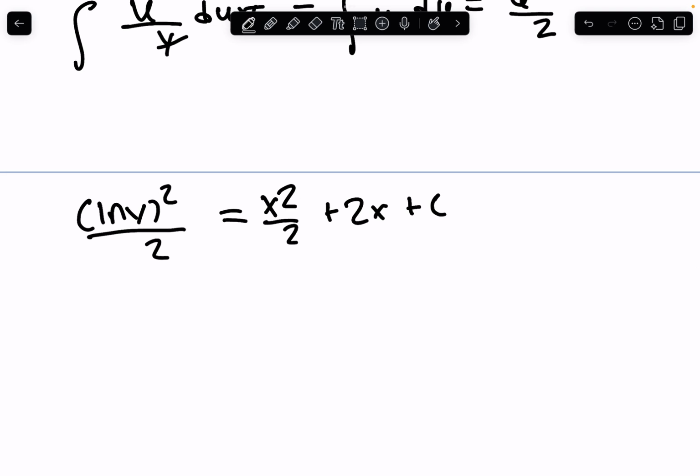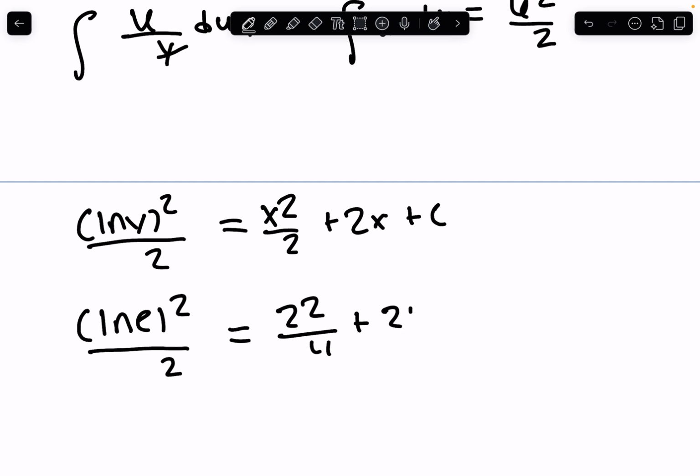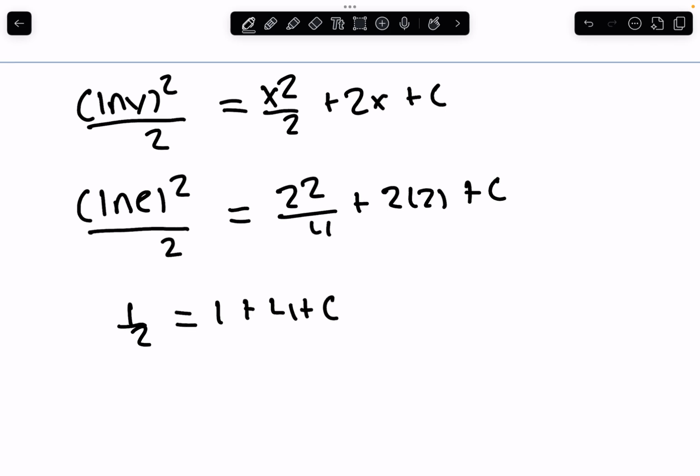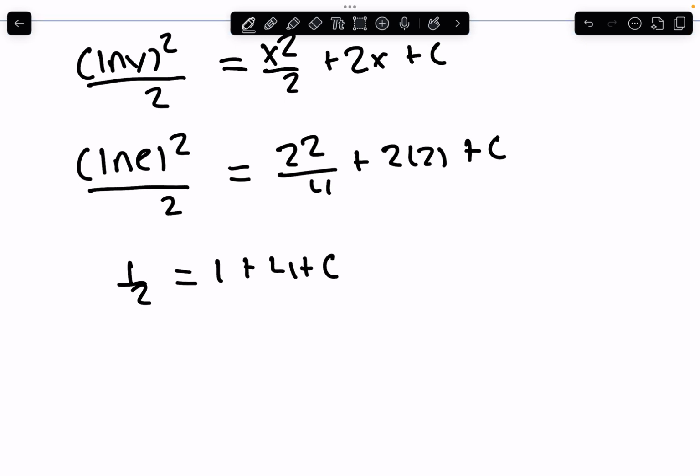But let's now get the constant c. So we're going to plug in y equals e and x equals 2. So it's going to be (ln e) squared divided by 2 equals 2 squared divided by 2 plus 2 times 2 plus c. What is ln e? Well, ln e is simply 1, and 1 squared is still 1, so it's going to be half equals 1 plus 4 plus c. Yes, 1 plus 4 plus c. So c equals half minus 5, which is negative 4.5, which can also be written as negative 9 over 2. c equals negative 9 over 2.